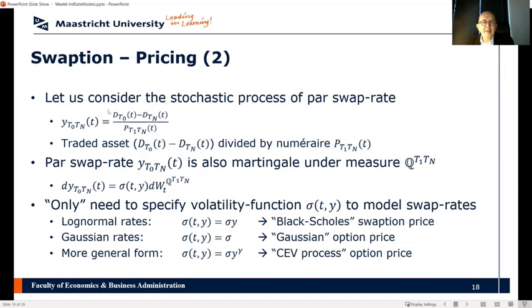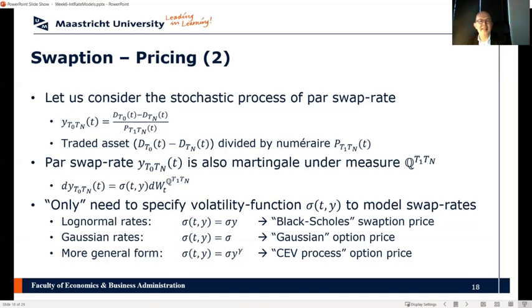Now, if we look at the par swap rate, the numerator is the difference between two discount factors, but that's a traded asset in the economy. And I'm dividing this by the numeraire. How nice. So the par swap rate is actually the price of a traded asset divided by the numeraire P_{T1,TN} that I was using anyway. So therefore the par swap rate itself is also a martingale under this Q_{T1,TN} measure.